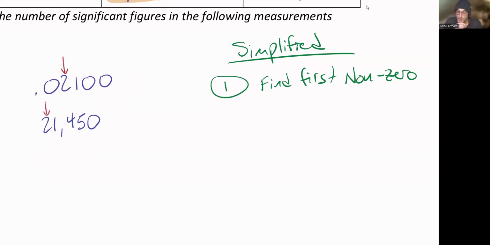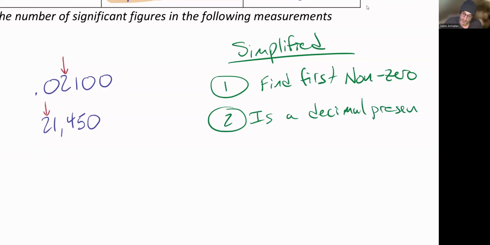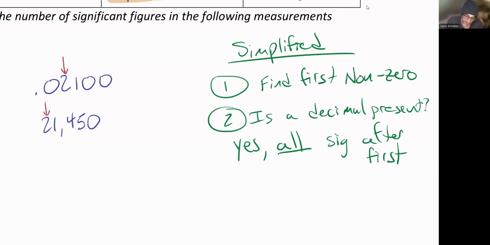Okay, so the second question is, is there a decimal? If there is a decimal, all is significant after the first. So the very first one, there is a decimal present, so all of those are considered significant. This thing has 4 sig figs.